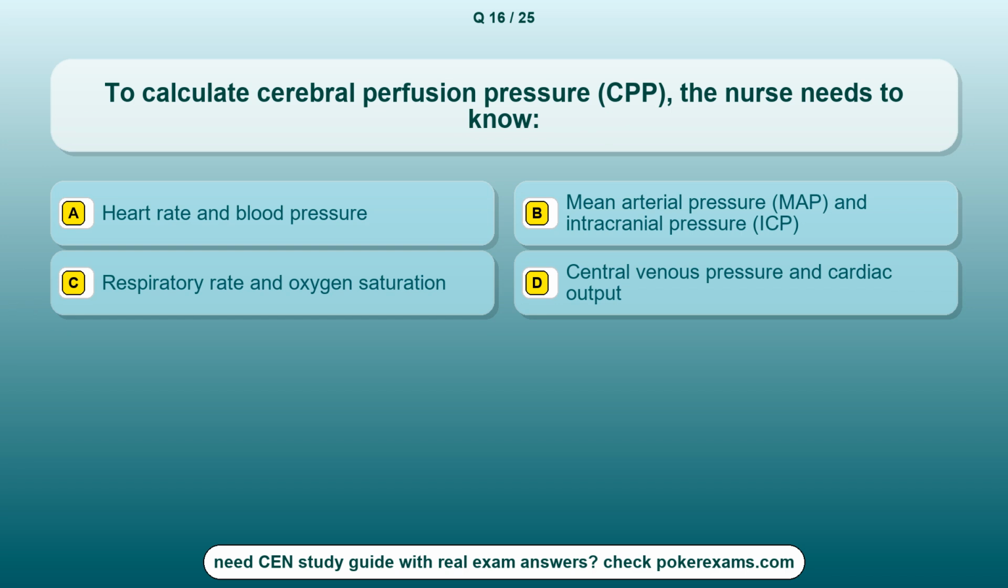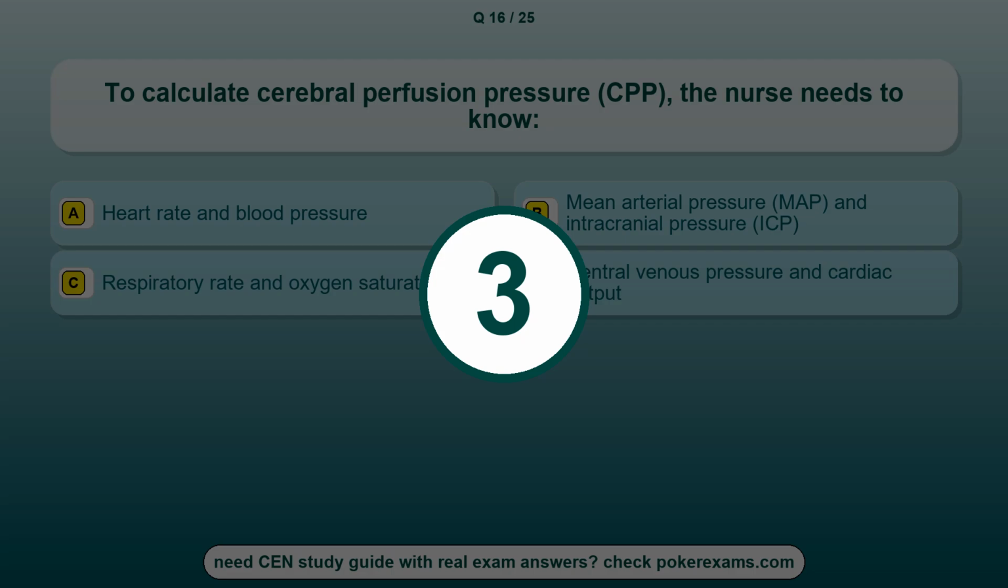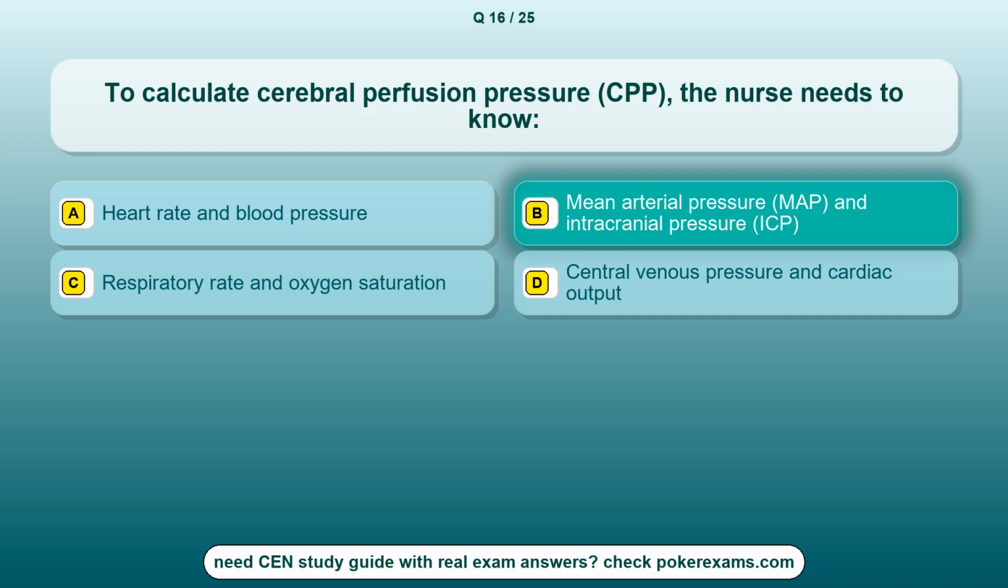Question 16. To calculate cerebral perfusion pressure, CPP, the nurse needs to know: option A, heart rate and blood pressure. Option B, mean arterial pressure, MAP, and intracranial pressure, ICP. Option C, respiratory rate and oxygen saturation. Option D, central venous pressure and cardiac output. The correct answer is option B, mean arterial pressure, MAP, and intracranial pressure, ICP.